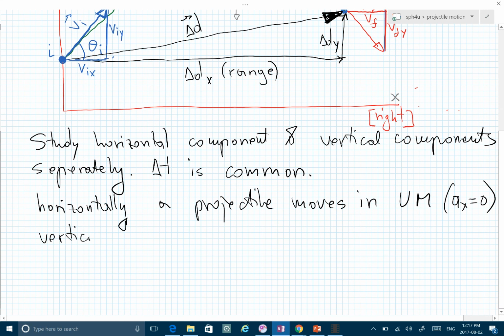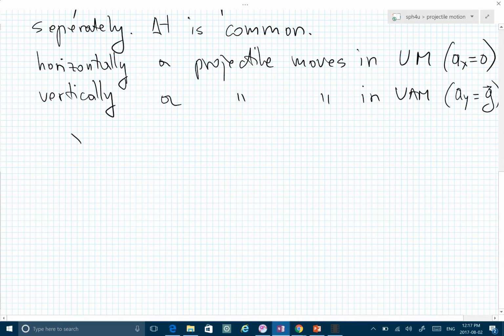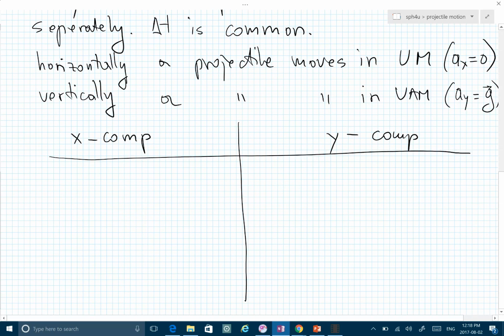Vertically, a projectile moves in uniform accelerated motion, right? ay is actually gravity. All right? And that's what we do. We use our knowledge of uniform accelerated motion and our knowledge of uniform motion to study a projectile motion. All right? So let's start writing x and y separately and see what equations we are going to use and what variables we're dealing with.